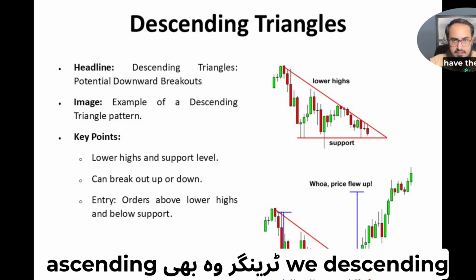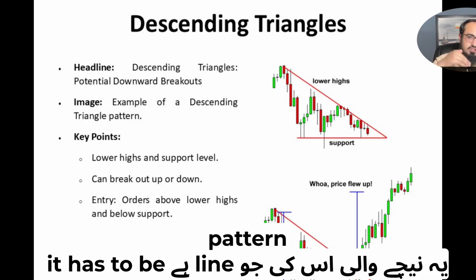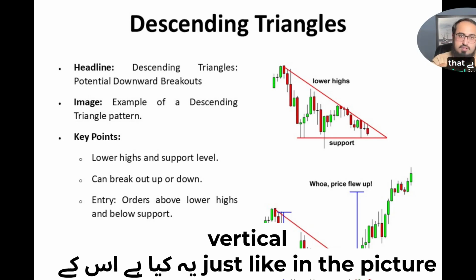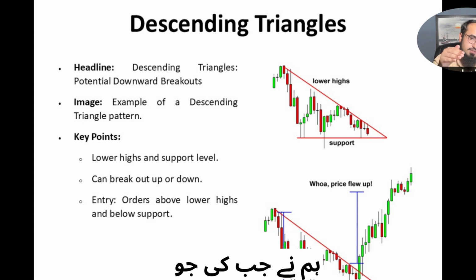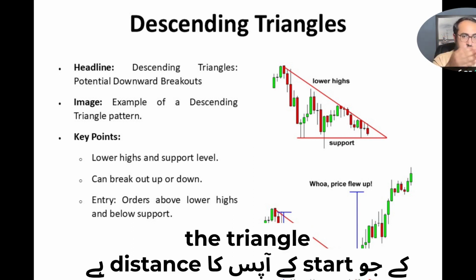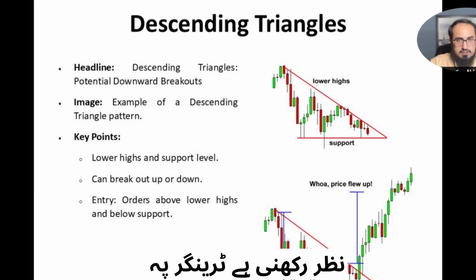Similarly, we have the descending triangle, which is exactly the same as the ascending triangle, but this is a bullish pattern. The lower line of it has to be straight, and the upper line has to be slanted, just like in the picture. When we get the break, its profit will be the same distance as the starting distance of the triangle, and our stop loss will be below this triangle. So you need to keep an eye on this triangle.